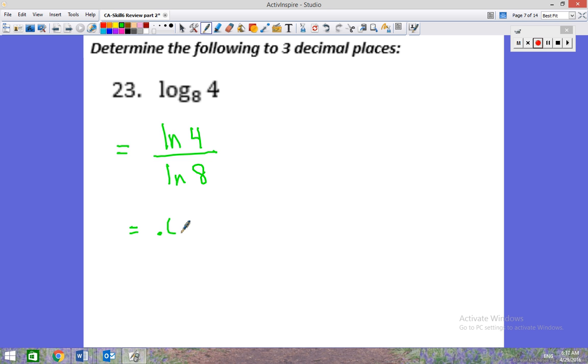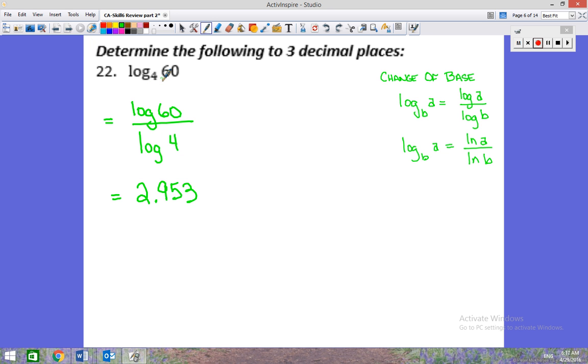I'm getting 0.667 to 3 decimals. I also just noticed that with this problem, I needed a calculator over here because 4 to the first power is 4, 4 to the second power is 16, 4 to the third power is 64.